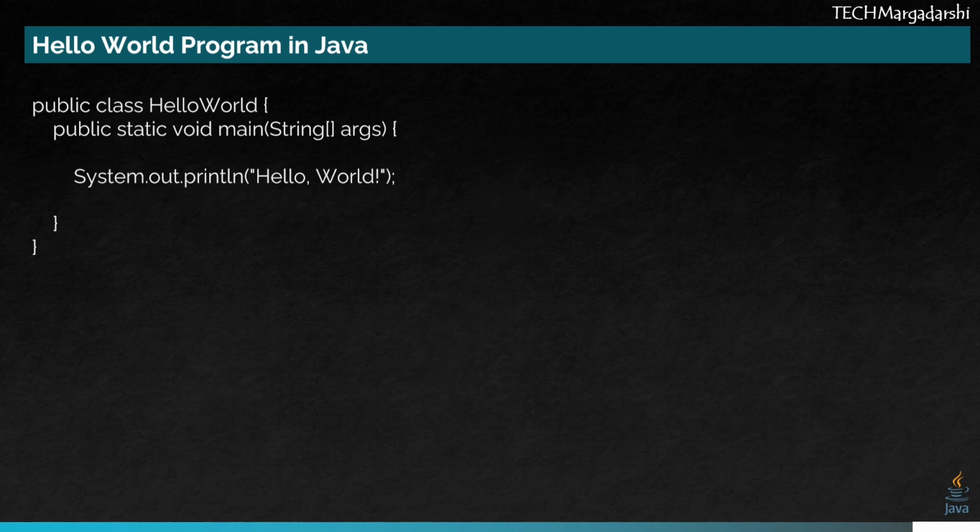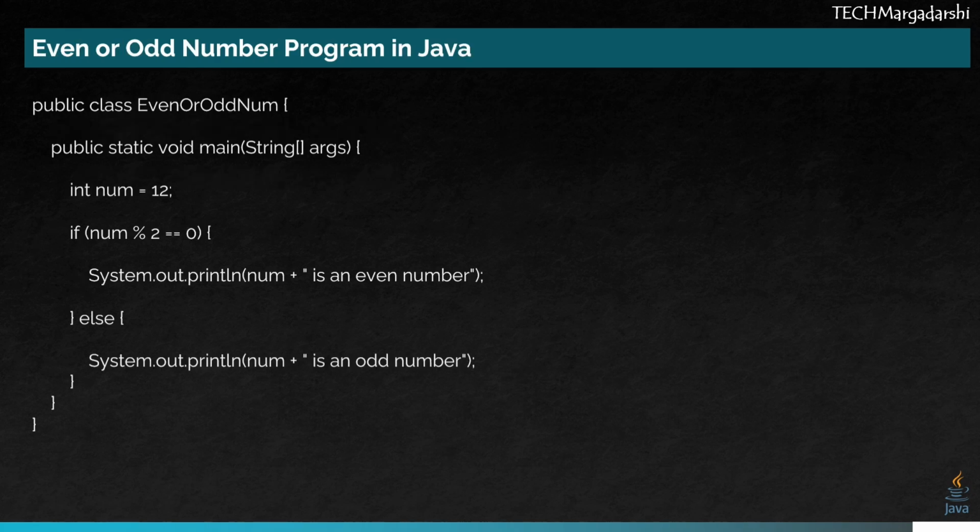console output. Let's understand how to check whether a number is even or odd in Java. First, we create a variable called num and assign the value 12. Next, we use an if-else condition along with the modulus operator %. The modulus operator returns the remainder after division. If num % 2 equals 0, it means the number is completely divisible by 2, so it is an even number. Otherwise, it is an odd number.